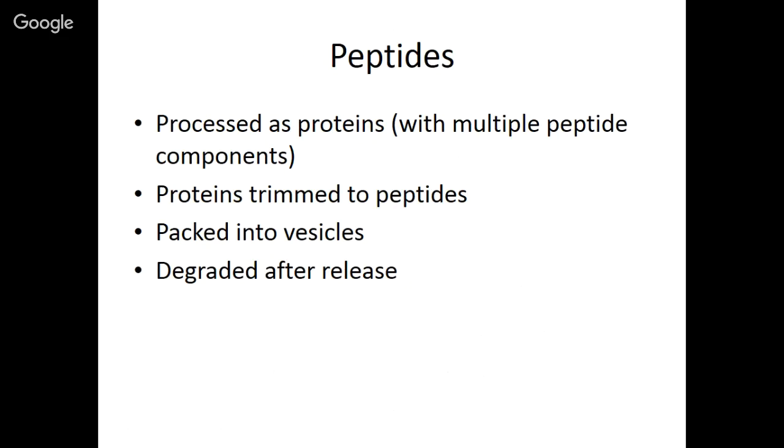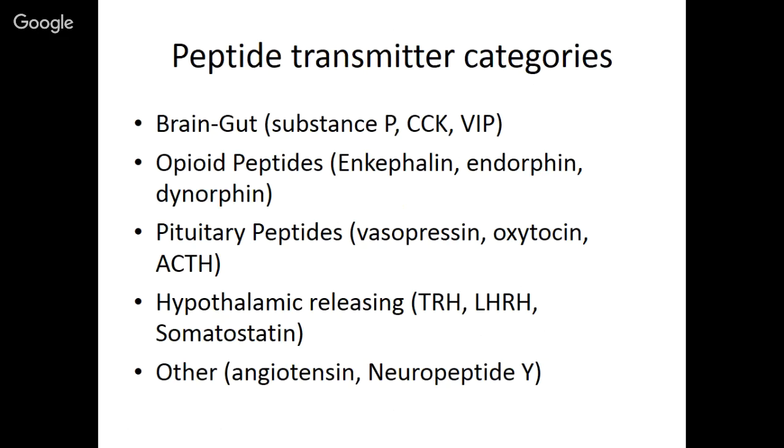Peptides. These are more than one amino acid. We're talking multiple amino acids thrown together. They're packed into vesicles and then degraded after release. So we have a couple of them: substance P, CCK, vasoactive peptide, and opioid peptides, enkephalins, endorphins. Those are actually peptides.